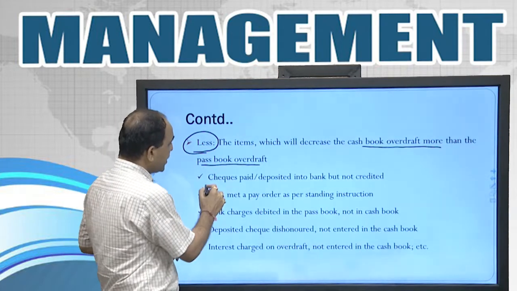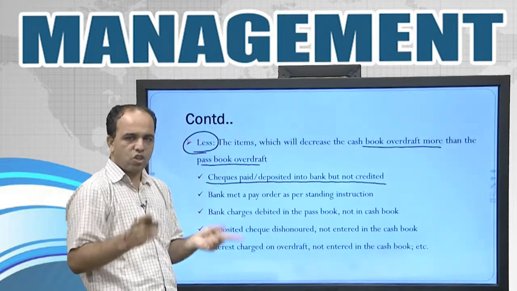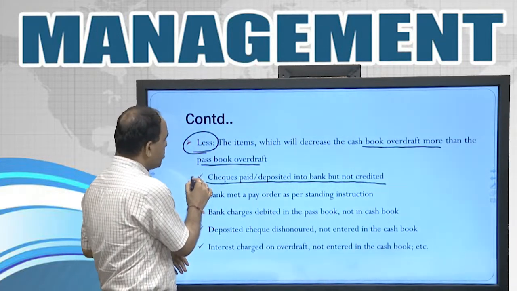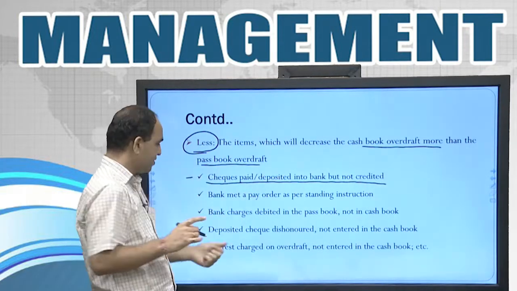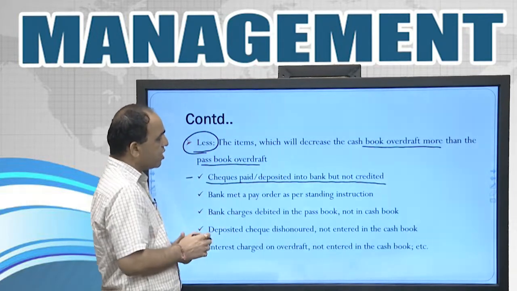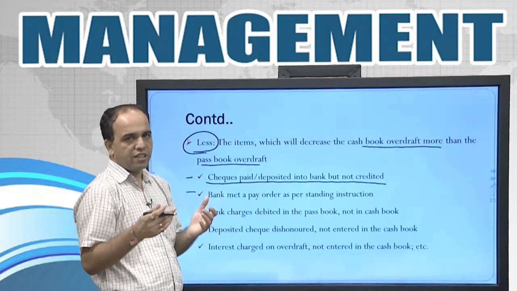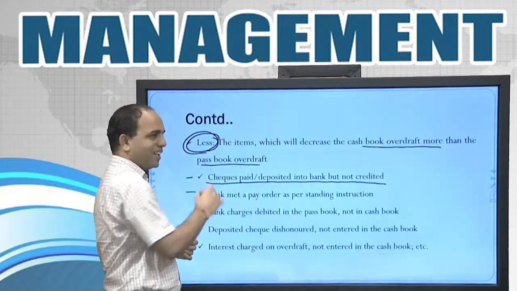Number 1, checks deposited into bank but not credited. If it is not credited, there would be some discrepancy, but here we have to deduct it, right, because we have started with bank overdraft. Bank met a pay order as per standing instruction. If the bank met a pay order, then of course it will reduce the amount, so we have to deduct it.